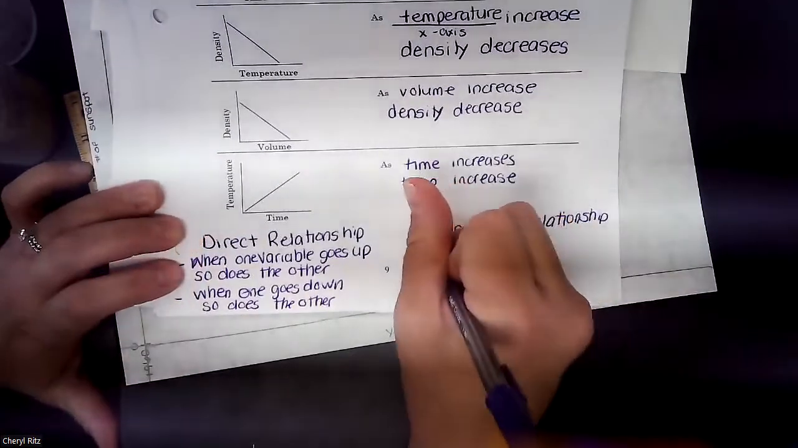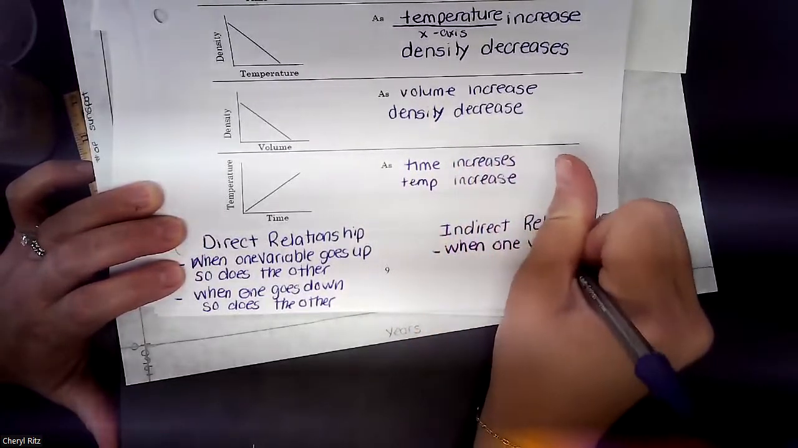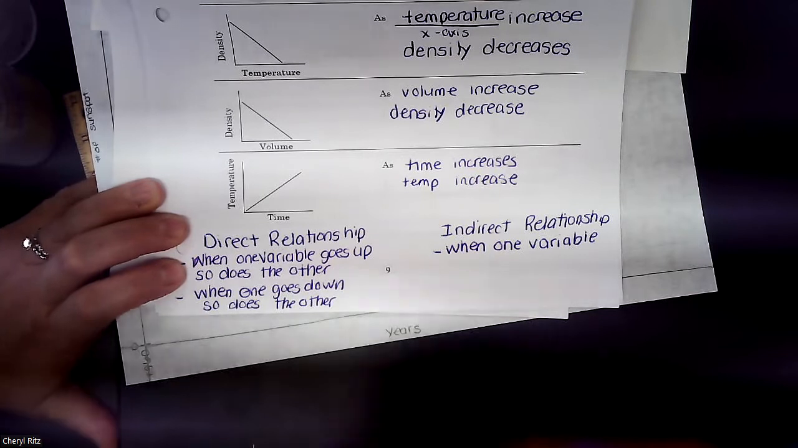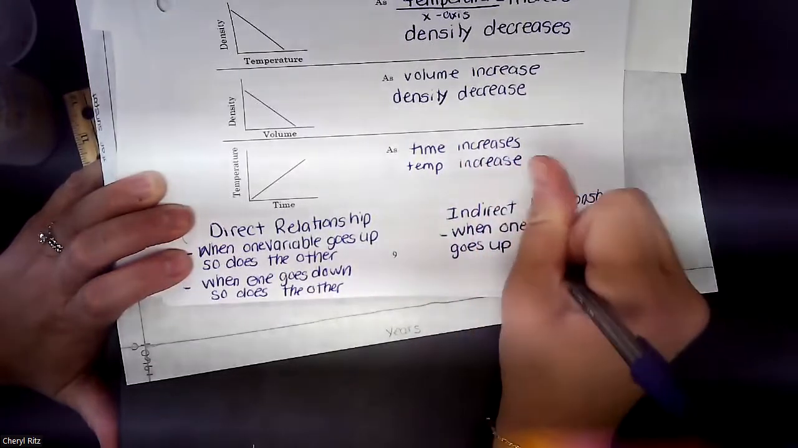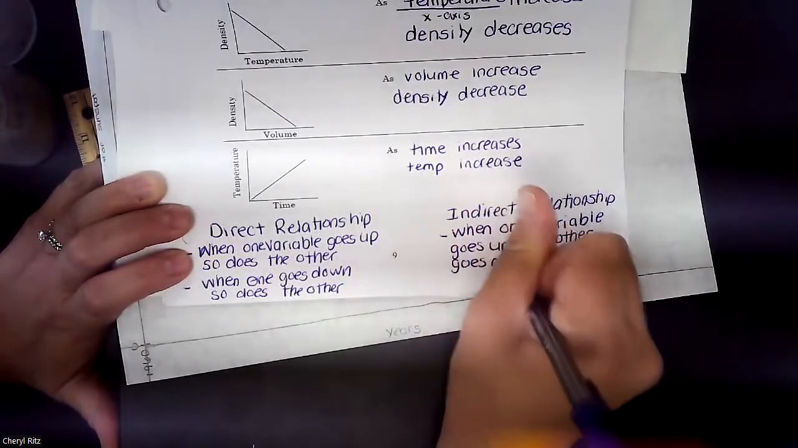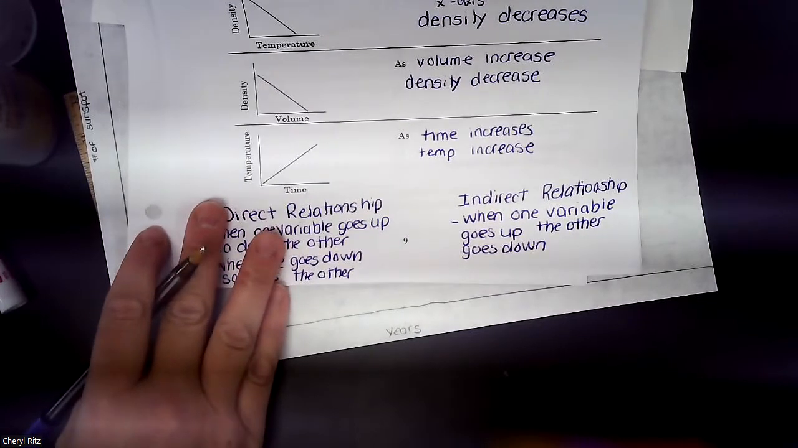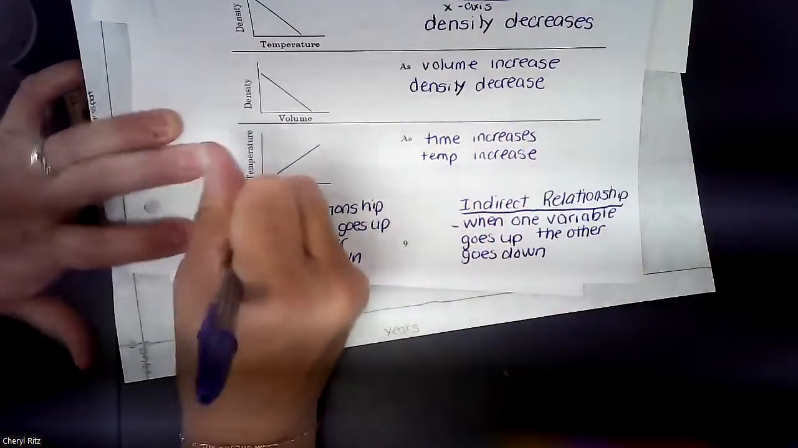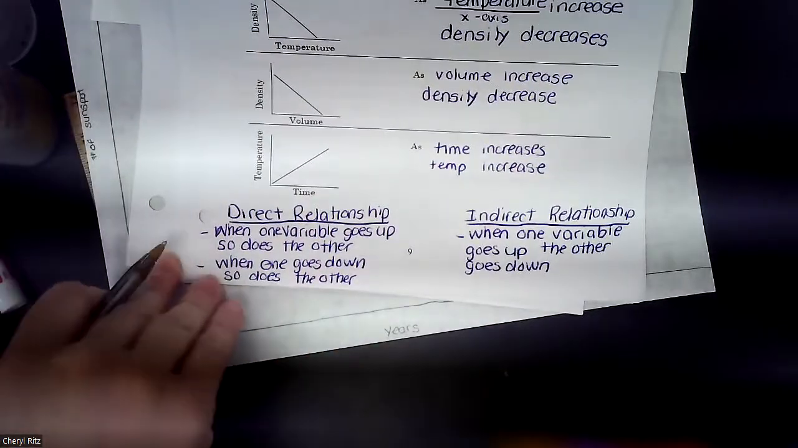Indirect, what do you think that is then? Nobody wants to talk? Ooh, what word do you use? They kind of contradict each other. Yeah, that works. So when one variable goes up, the other goes down. So those are two vocab words the Regents might use this year, and you have to be familiar with them.